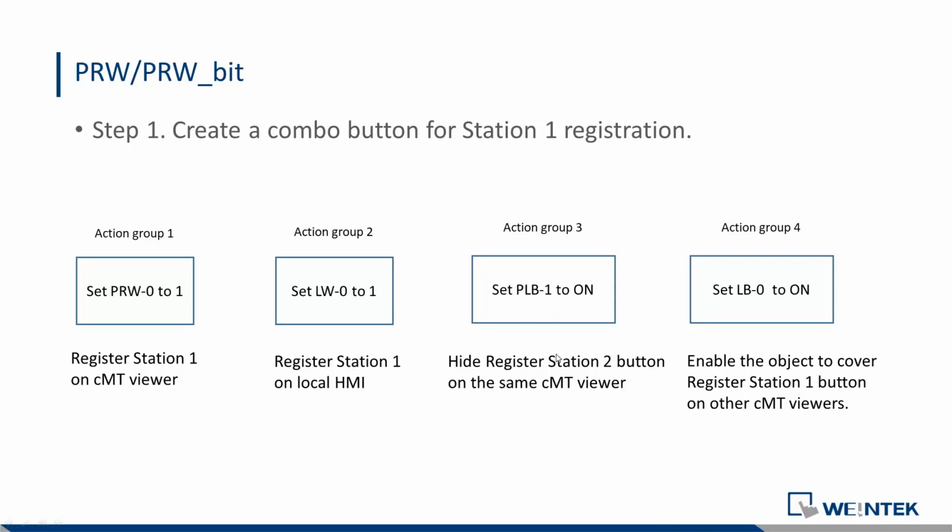And in action group 3, because we're going to use the security function to hide another button, we first use PLB1. So on CMT viewer 1, once we register station 1, we're going to hide the station 2 button on CMT 1. And in group 4, we're going to use LB0 as the security bit, because we're going to use another object to cover the register station 1 button, so that on other CMT viewers they can no longer register station 1.